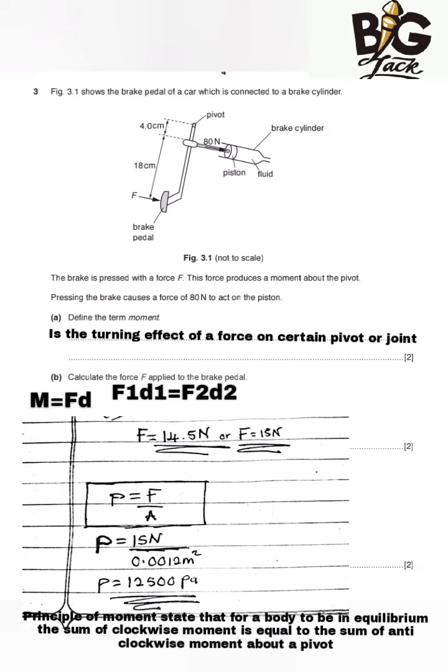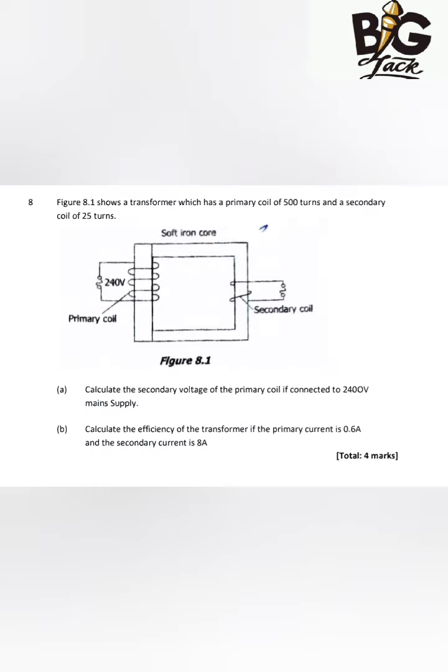Let's move on to the next one, which is the last one, transformer. It says figure 8.1 shows a transformer which has a primary coil of 500 turns and a secondary coil of 25 turns. A transformer is just a device which can step up or step down the voltage of an AC. Remember, the AC is produced from the mains supply.